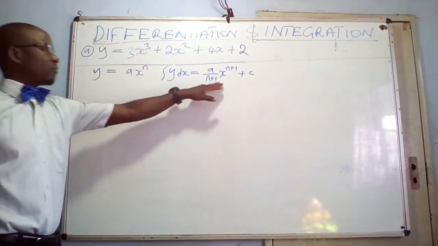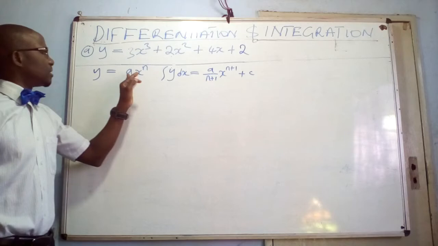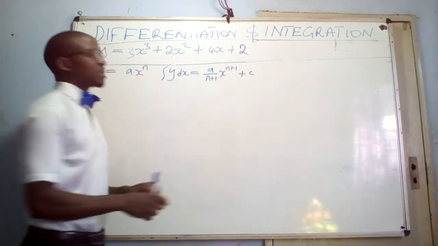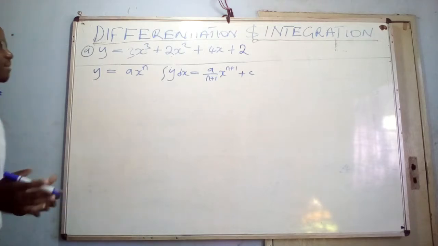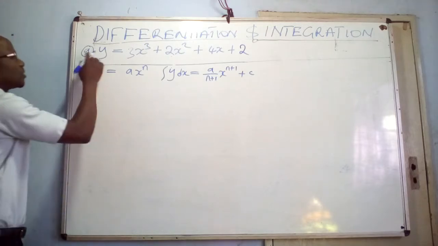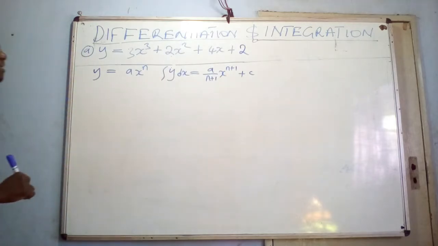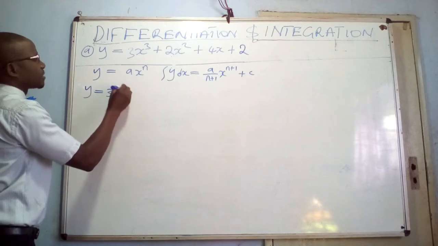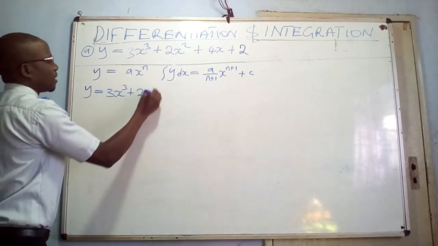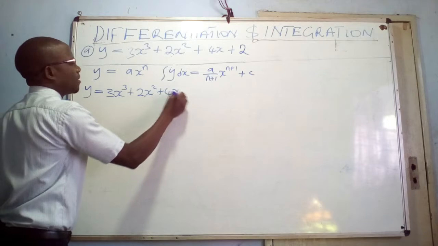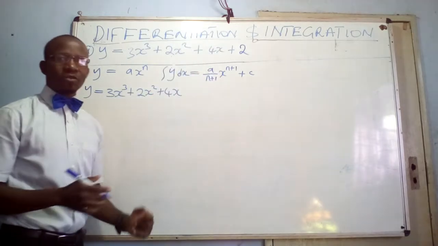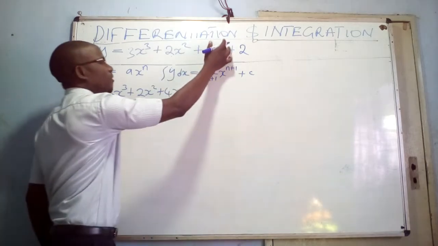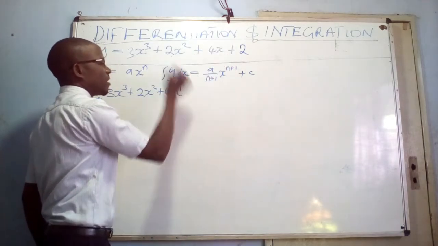This is the formula we use for integration, where a is the coefficient of x, n is the power of x, and c is just some constant number which we do not know. It can be anything. So to integrate with respect to x, we have y equals 3x to the power 3 plus 2x to the power 2 plus 4x. The power there is not seen. When the power is not seen, it means that the power is actually 1. So in place of this blank space, we'll write a 1.